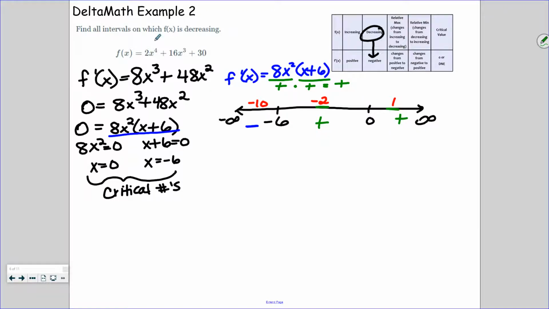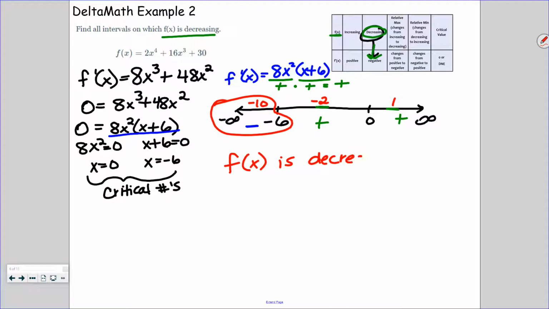So now I just have to answer the question. The question is, when is f of x decreasing? Well, f of x is decreasing whenever f prime is negative. So I need to look to see where that happens. Well, that happens on this interval right here. So I will say that f of x is decreasing on the interval from negative infinity to negative 6 because f prime is negative.